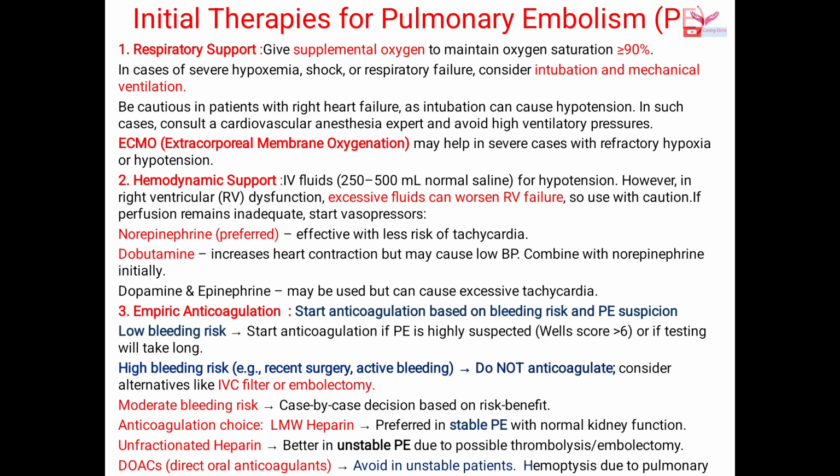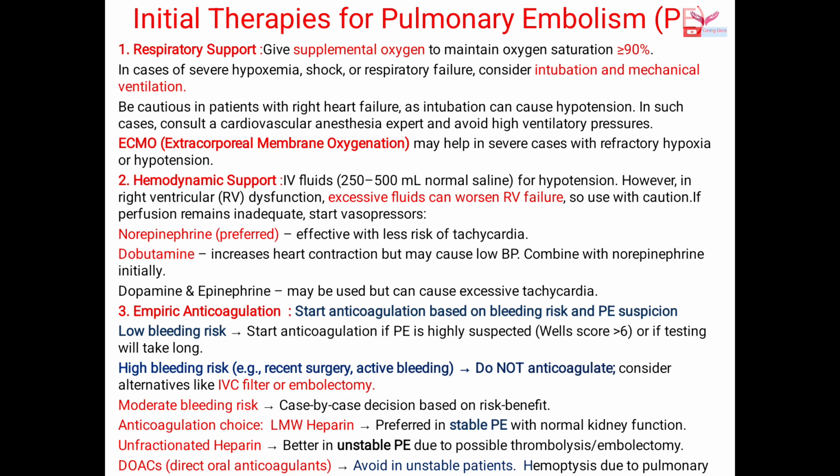Norepinephrine is preferred. It is effective with less risk of tachycardia. Dobutamine increases the heart contraction but may cause low BP, so we should combine it with norepinephrine initially. Dopamine and epinephrine may be used but can cause excessive tachycardia.